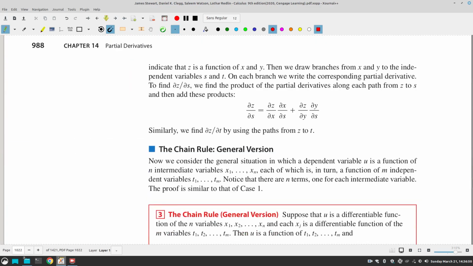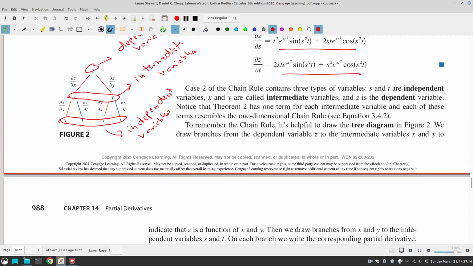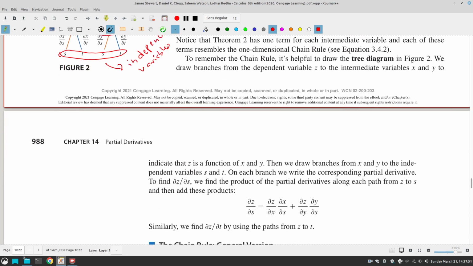Okay, so how do you apply the chain rule here? You draw branches from x to s and t and y to s and t. For each branch we have the corresponding partial derivative. So to find dz over ds, we add the products when you go along the x branch and the y branch, z to s along the x branch, z to s along the y branch. To find dz over dt, you go from z to t along the x branch and z to t along the y branch, and you add the corresponding products of partial derivatives.